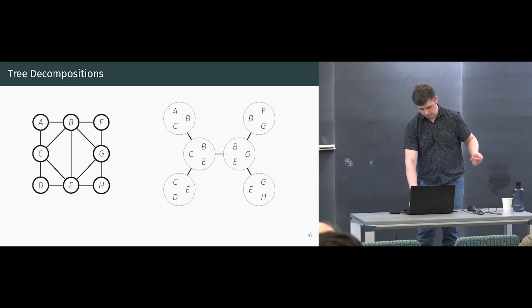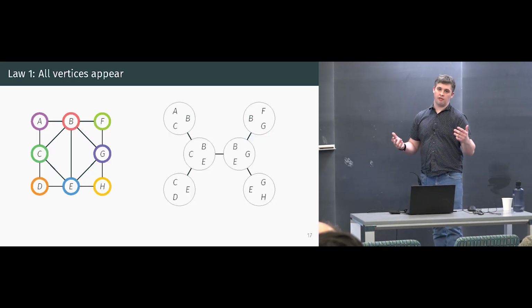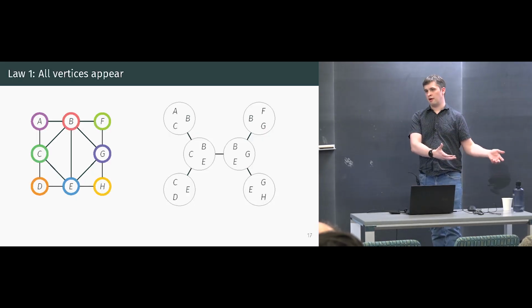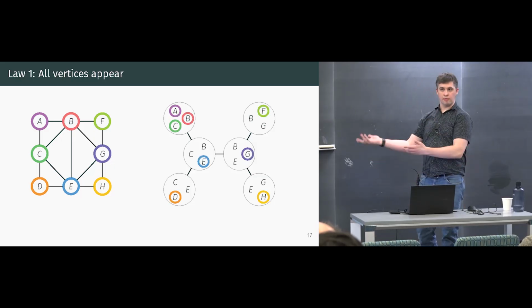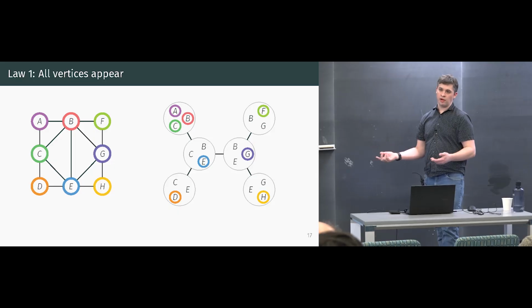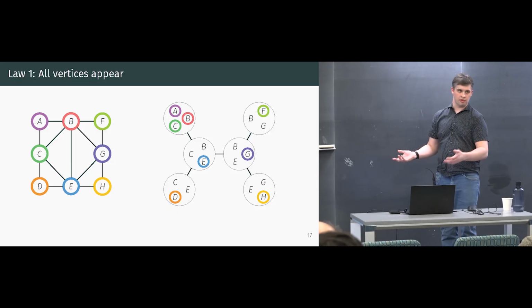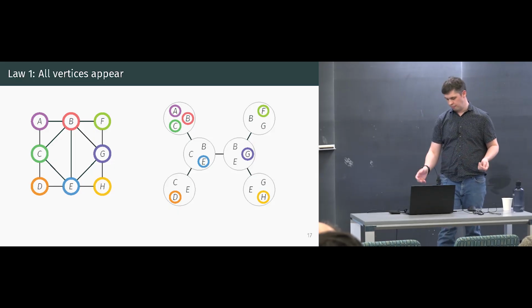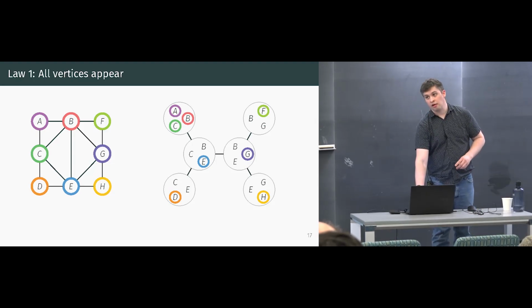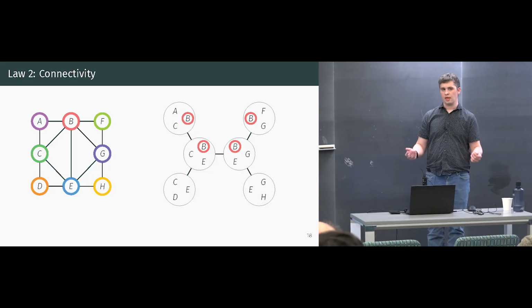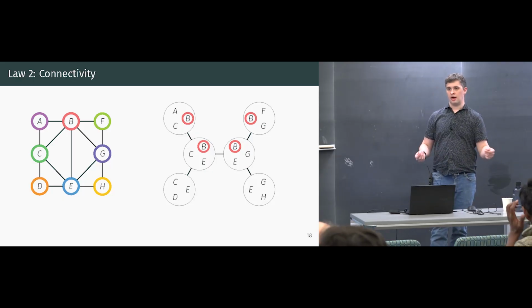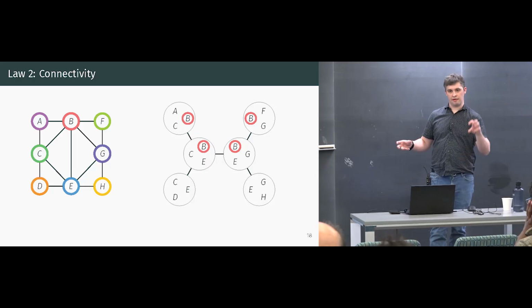I'll run through them. So the first law is that all the vertices in your original graph have to show up somewhere. So here they all occur somewhere in the decomposition. Some of them only once, some of them multiple times. That's all perfectly normal, perfectly fine. But it does lead into the second law, which is that if a vertex occurs many times, then it has to be connected. The nodes containing it have to all be connected.